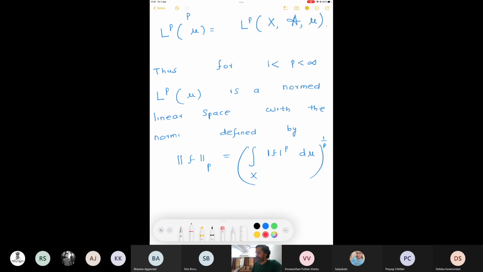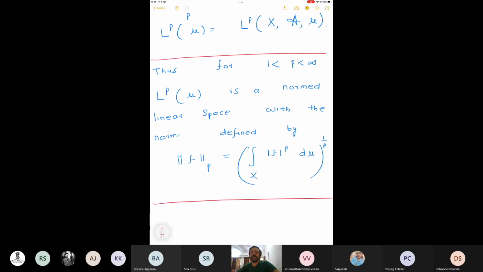So now you have an example of a normed linear space coming out of integration theory. In fact, not one example, you have a class of examples. Remember, p is an arbitrary real number between 1 and infinity. So you have an uncountable family: L1 mu, L2 mu, L3 by 2 mu, L root 2 mu, whatever it is. So you can have all types of Lebesgue spaces, which gives you examples of normed linear spaces. Is that okay?